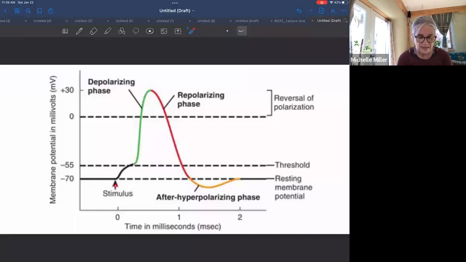So here we have a stimulus that causes the change in the membrane potential to hit the threshold. So this threshold potential is really important because if the stimulus is not strong enough, then no action potential will be generated. So this threshold is hit, and then the resting potential becomes depolarized.